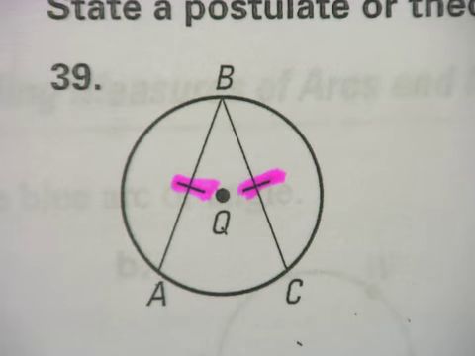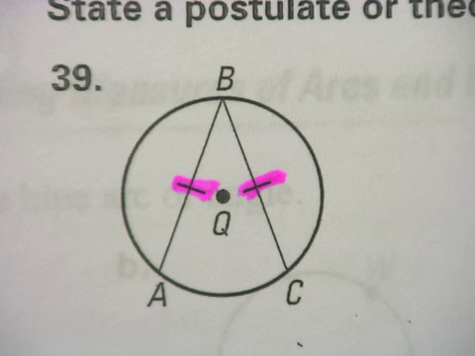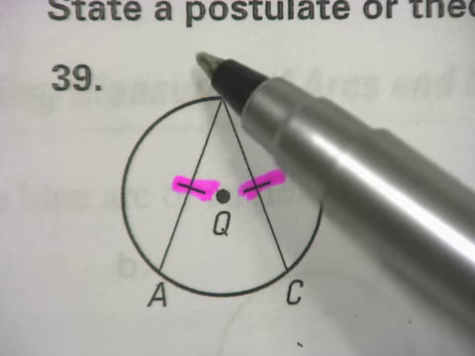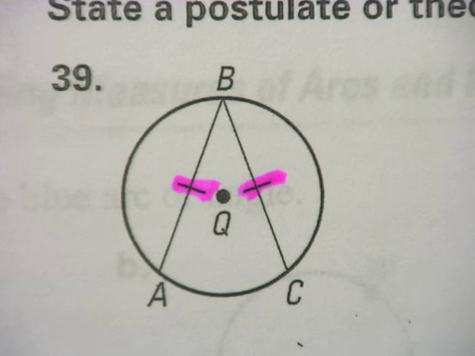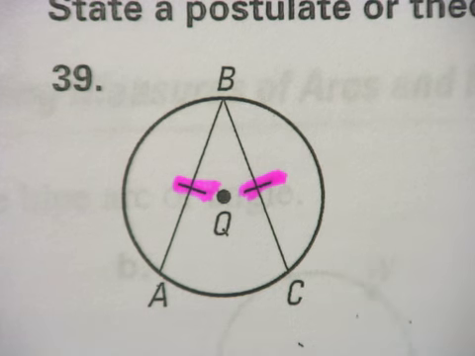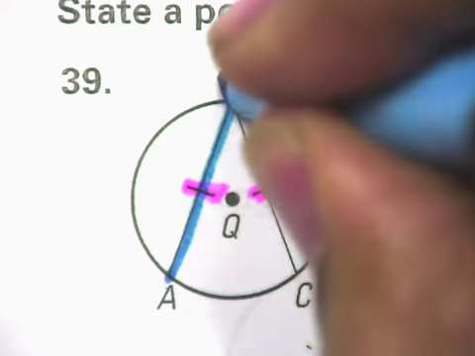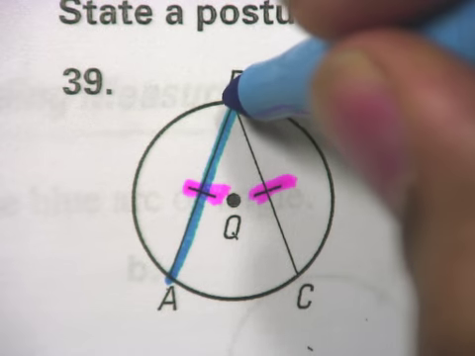Now, let's take a look at question 39. For questions 39 through 46, you should be writing your answers in complete sentences. I am going to just give a brief explanation here of what the answer should be. Okay? Let's take a look here. It says, what can you conclude about the diagram? State a rule, a postulate, or a theorem that justifies your answer. Meaning, explain which rule justifies your answer.